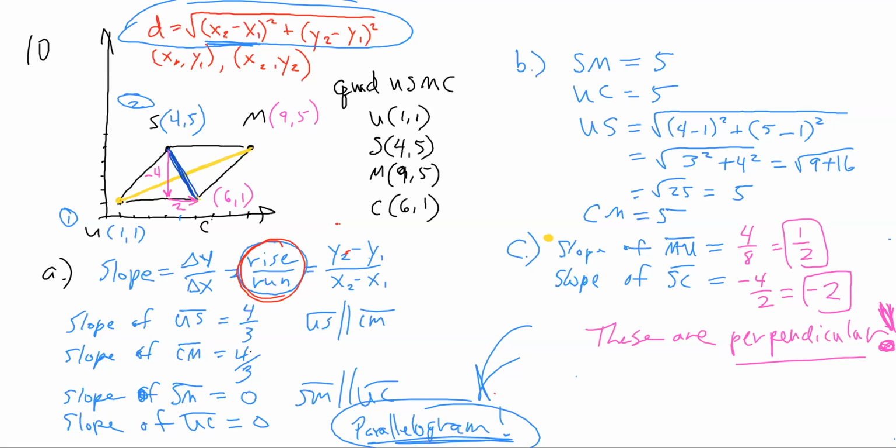So the last thing is use the results in part C to complete the theorem. The diagonals of a rhombus are, well, we just said it. Part D, perpendicular. Perpendicular. Okay, hopefully that is uber helpful for you.